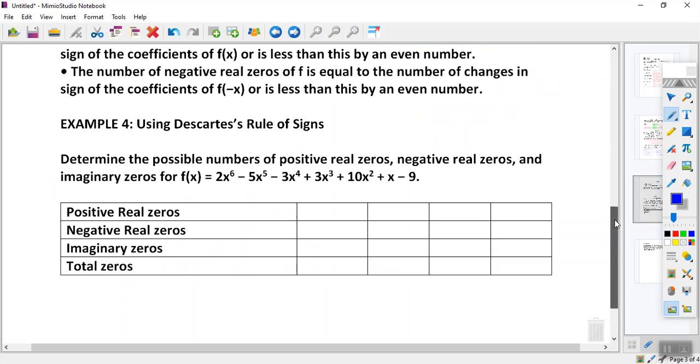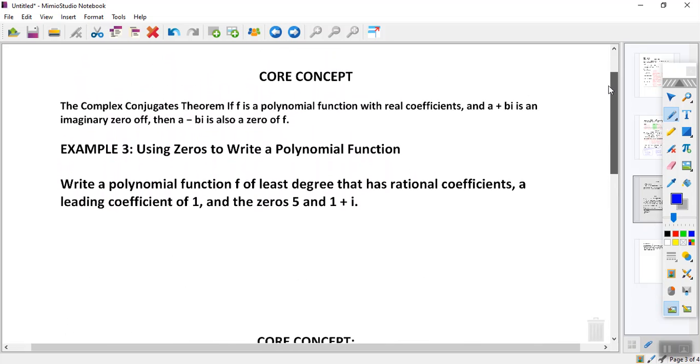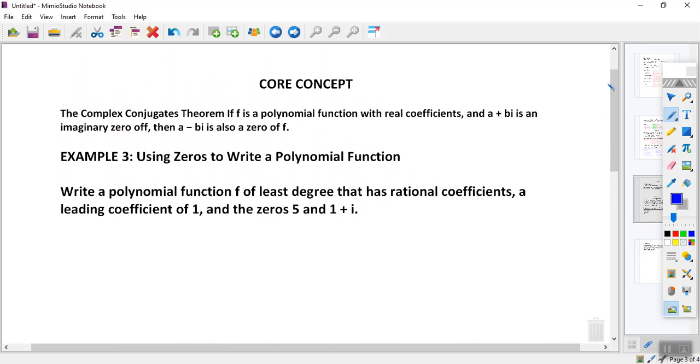Next page and see what we can find here. Okay, another core concept. This is called the complex conjugates theorem. And the complex conjugates theorem states the following. It says if a polynomial function with real coefficients and a plus bi is an imaginary 0 of f, then a minus bi is also a 0 of f. Simply put this, kids, if I had something like 3 plus 6i is a root, what else must be a root? Then its conjugate must be a root. Okay, and this is all coming from quadratic formula stuff. So 3 minus 6i would be a root.